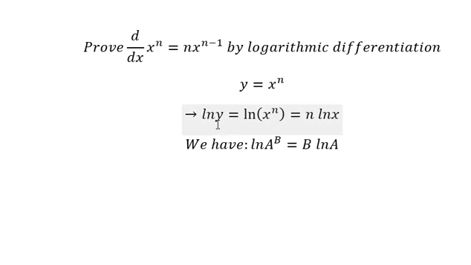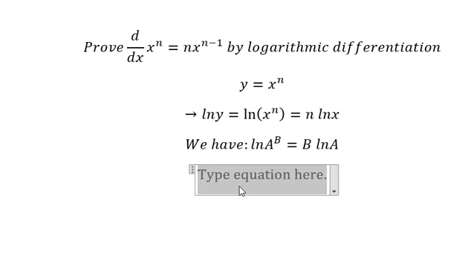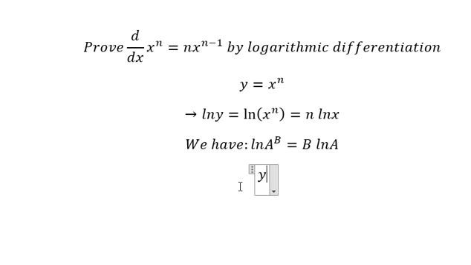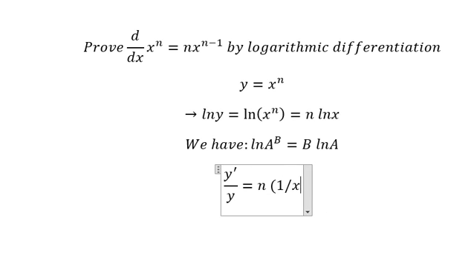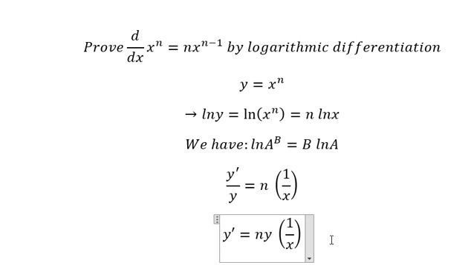Next, we need to take the first derivative of both sides. So, the first derivative of ln y gives the first derivative of y over y. This one, we have 1 over x. So, we move y to the right. And we know that y is this one.